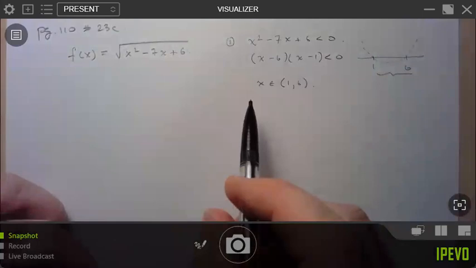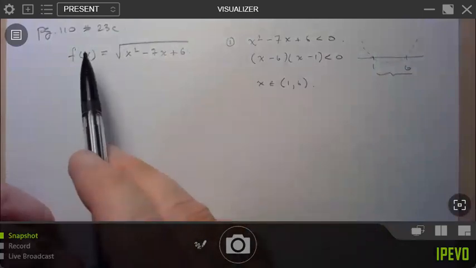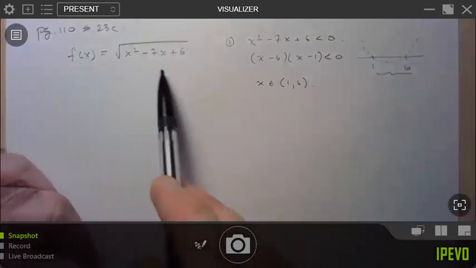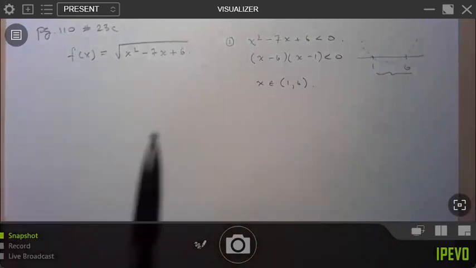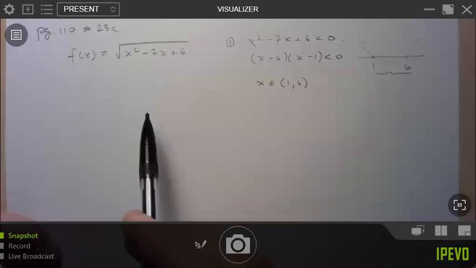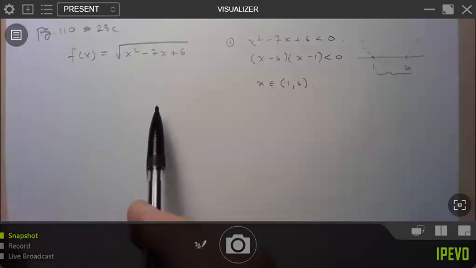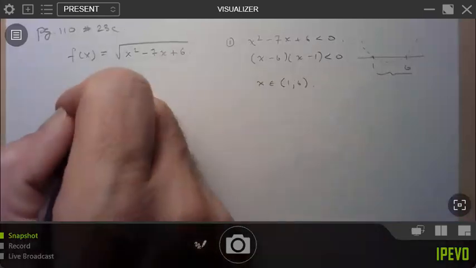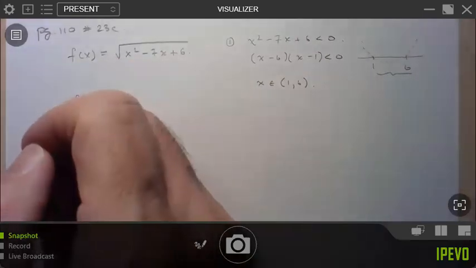Now, one thing we could do is we could try to draw the graph of this function to see if there's any other places where there might be cusps or issues like that. But this is not a function that at this point is that easy to graph. So what I'm going to do is let's just take the derivative and let's see where the derivative doesn't exist.